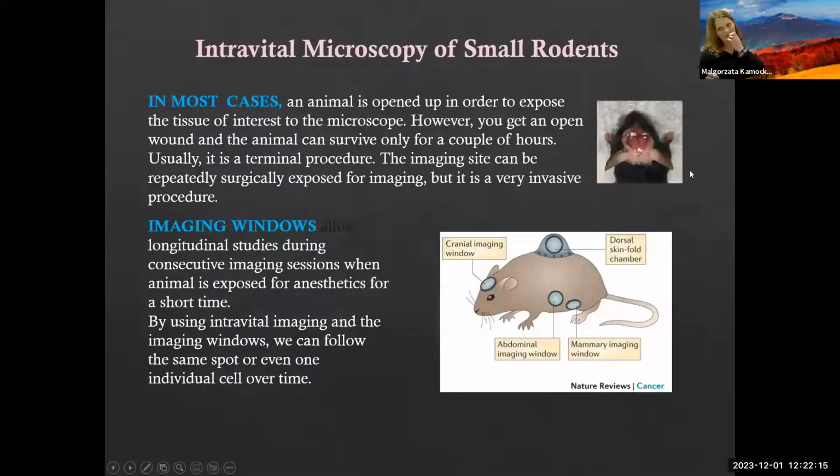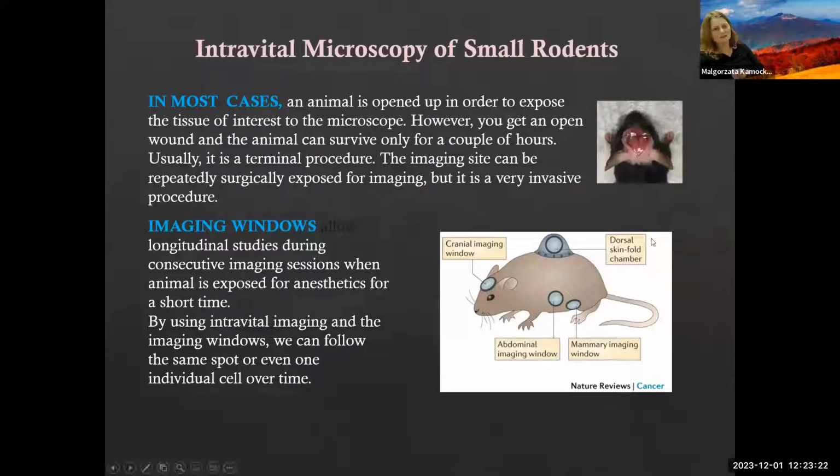So now I will switch to intravital microscopy of small rodents. Our facility is specialized in intravital microscopy of small rodents. We do really lots of intravital imaging. And in most cases, an animal is opened up in order to expose an organ or tissue of interest. But the problem with this technique is that we cause a wound at the incision site, and we really cannot image it longitudinally because it's typically a terminal procedure.